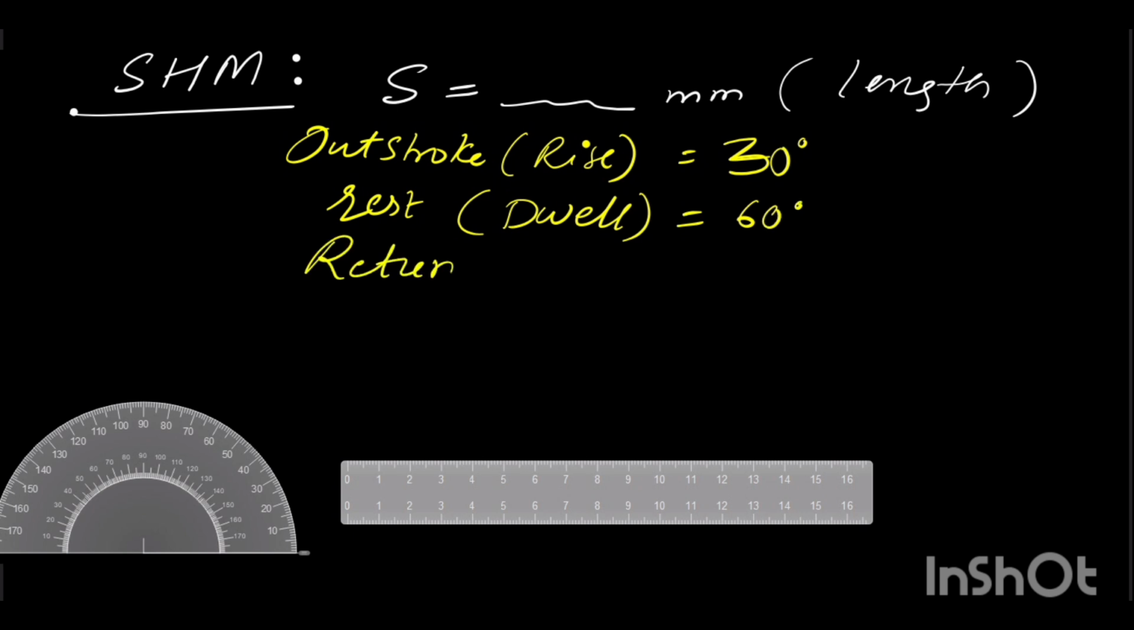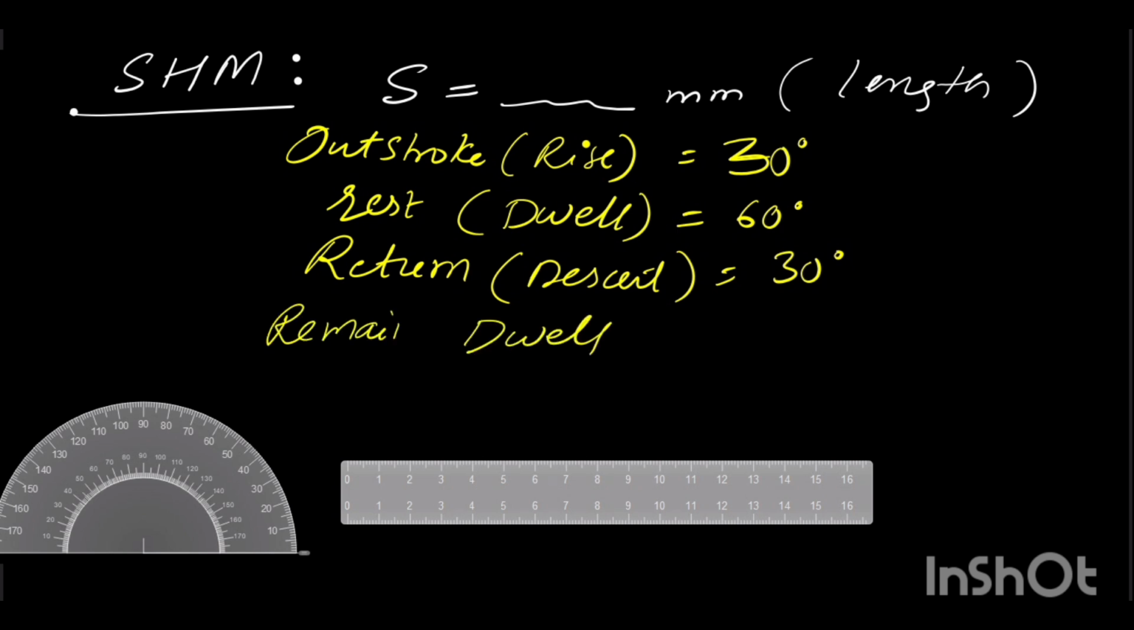In general I am telling you, these are not given values, I am taking them randomly. The return stroke will be given as some value, like descent or anything, mentioned as return stroke. Again you can take 30 degrees. Whatever remains out of 360 degrees is the remaining dwell.